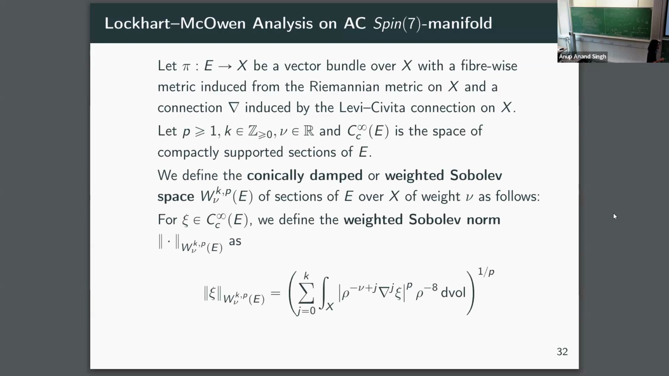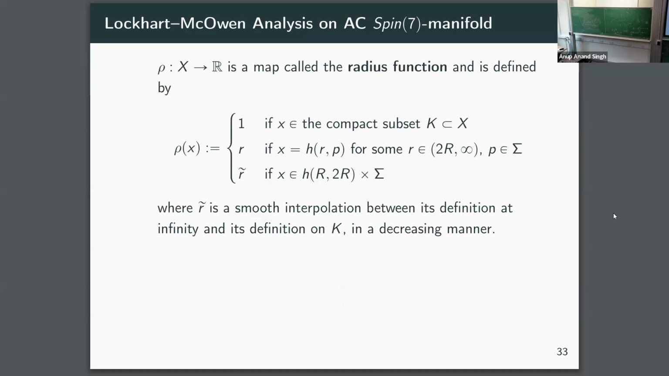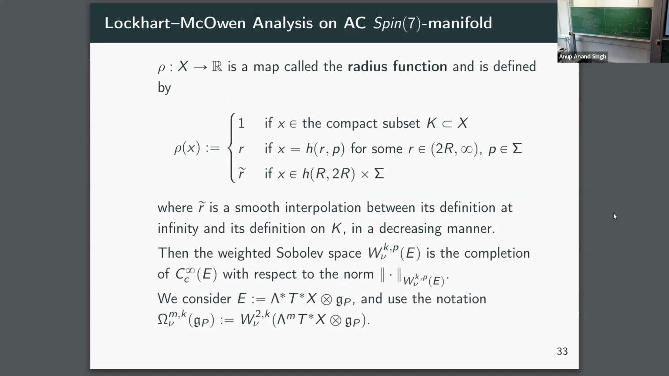So if you think about your usual Sobolev norm on a compact manifold, these rho are precisely what's different from the usual ones. And what's this rho? This rho is a function which you consider to be 1 on the compact part of your manifold. For r high enough, you consider it to be r. And for the middle part, you somehow interpolate it. r is your radial function, in a decreasing manner, of course.